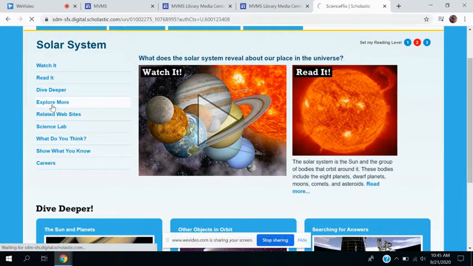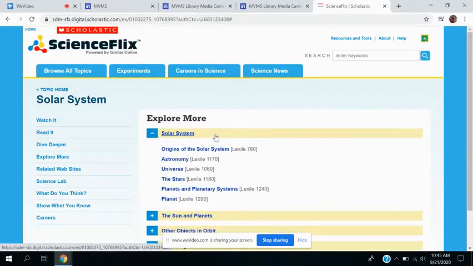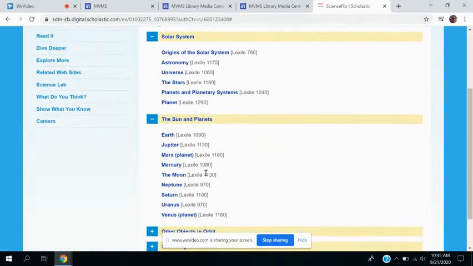Let's see what the explore more is. Explore more is all articles. Excuse me, slow loading. Articles that are connected to that particular unit. So it might take you outside of this unit, or it might stay within this unit and give you just additional articles.